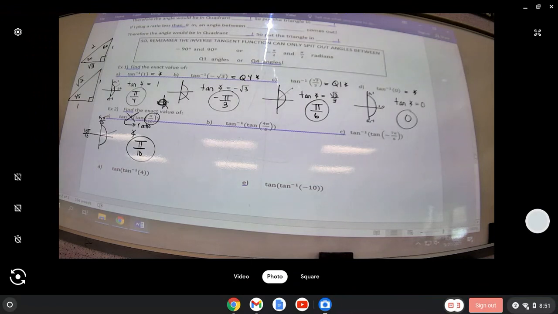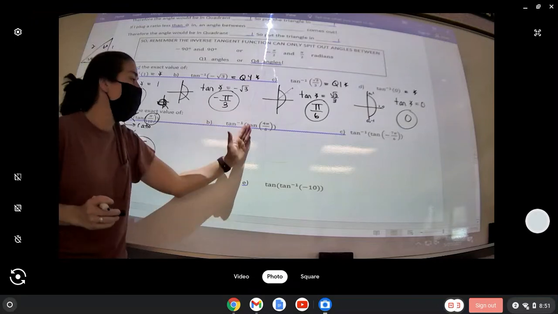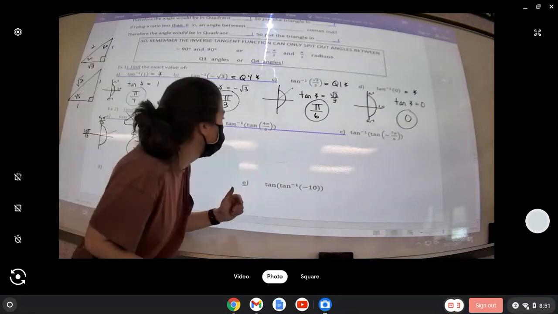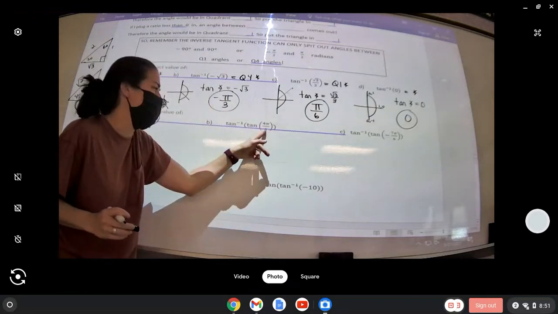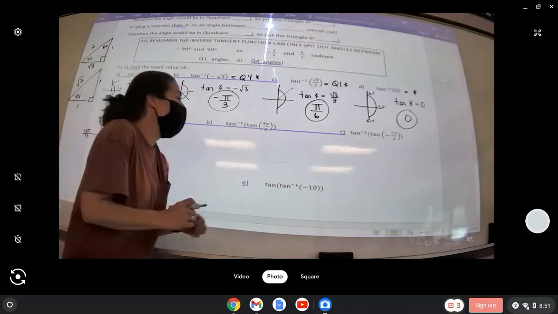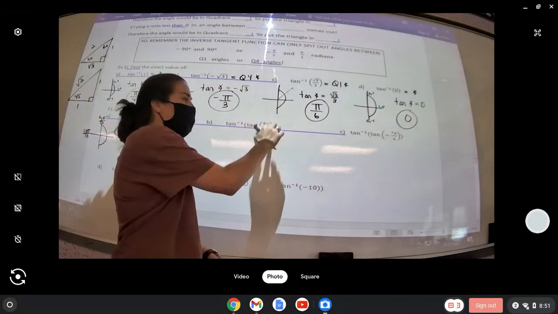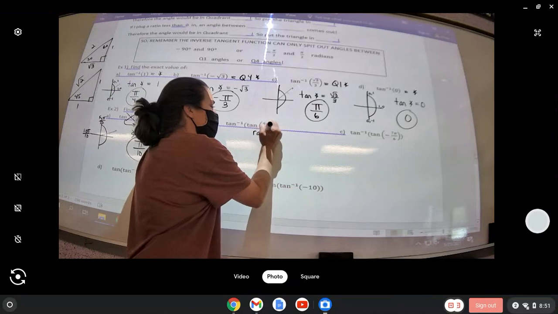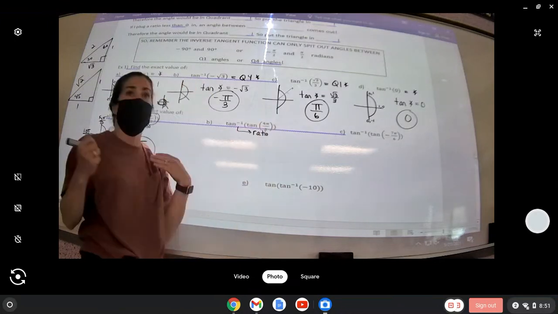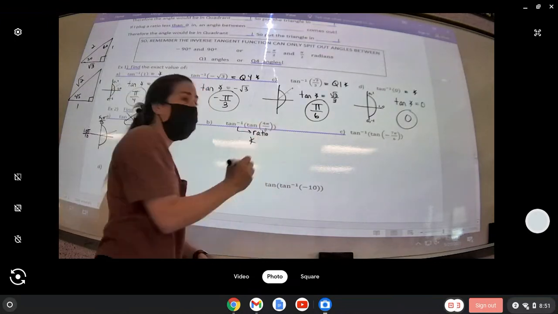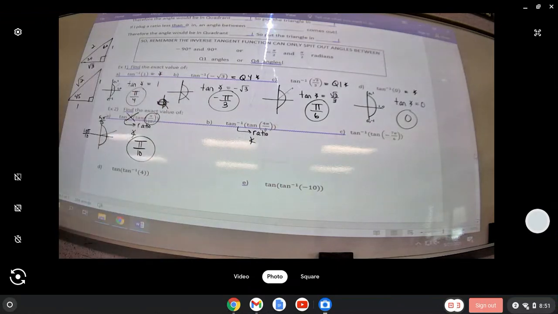All right. Let's look at the next one. The inverse tangent of the tangent of 4 pi over, I'm pretty sure it says 5. I got a squiggly line through it. Is that 5? Yeah. Okay. All right. Well, guys, you take the tangent of an angle, the answer is a ratio. You take the inverse tangent of a ratio, you got yourselves an angle. The angle is definitely the answer to this problem.